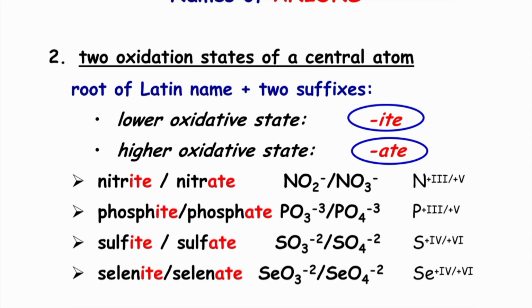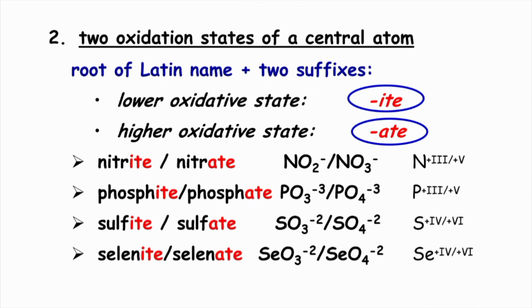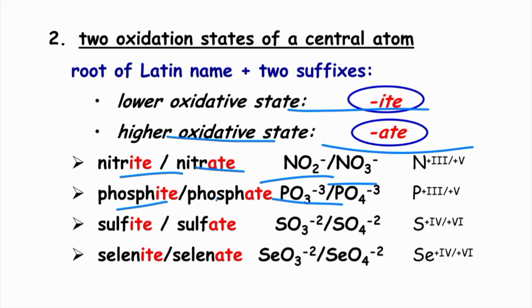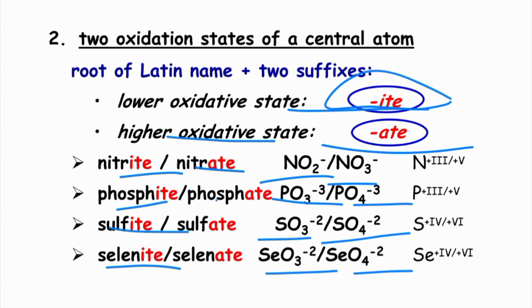Name of anions with two oxidation states. Lower oxidation state ends in -ite, higher oxidation state ends in -ate. Nitrite, this is nitrate. Phosphite, this is phosphate. Sulfite, this is sulfate. This is selenite, this is selenate. Lower is written as -ite and higher oxidation state is written as -ate.